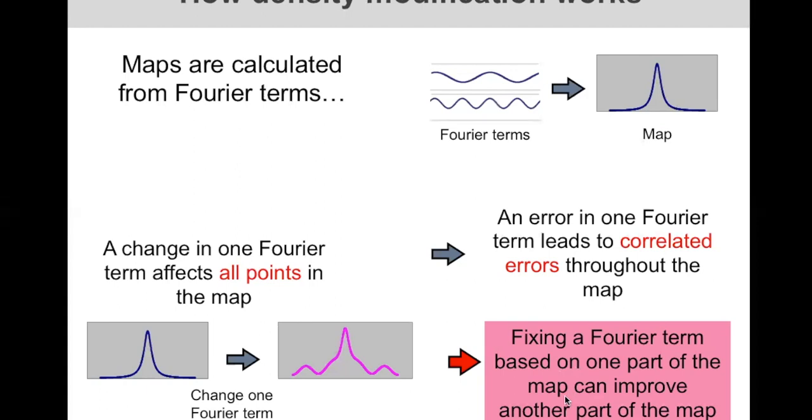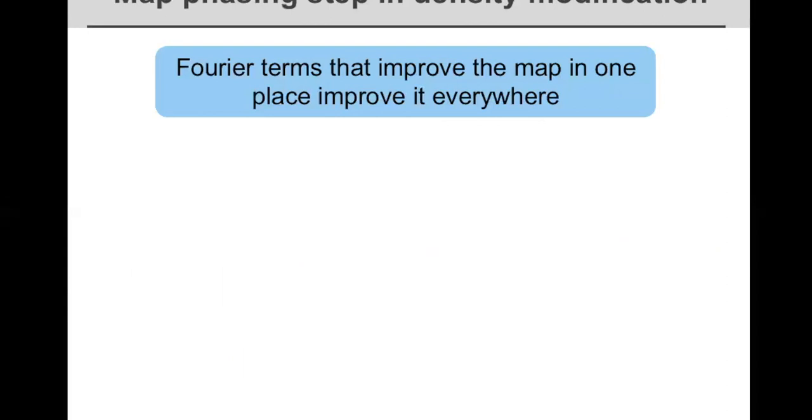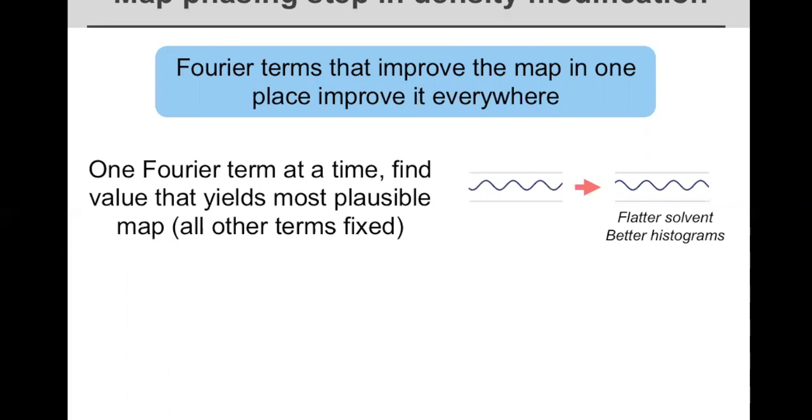So let's do that. So we're going to try to find Fourier terms that improve the map in one place so that we can improve it everywhere. So here's the approach. And we're going to call this map phasing. It's map phasing because we're generating phases, actually, and amplitudes based on our expectations of what a map ought to look like. So here's what we're going to do.